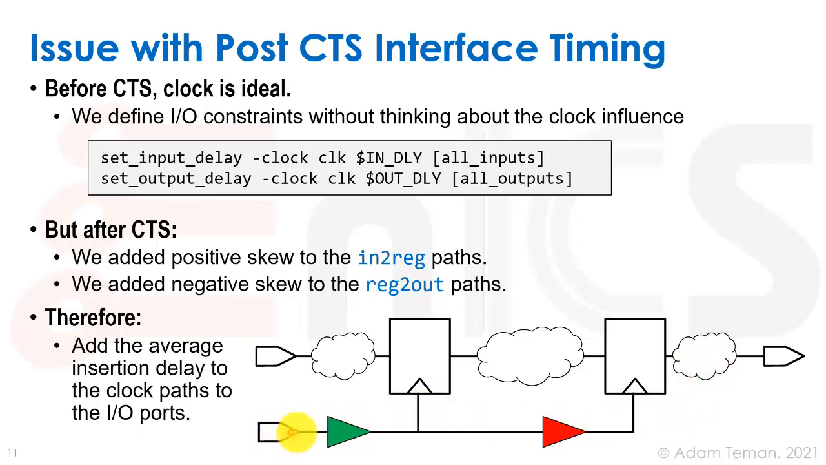What the Cadence tools do nowadays is they actually measure the average insertion delay to all of the flops in the design, take that average insertion delay, and they assume that the clock starts from minus that average insertion delay.